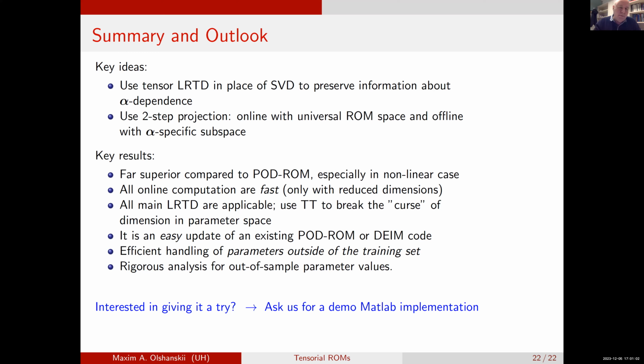Right, I understand. So yes, you put all components of the parameters in a single dimension, so to speak. Okay, thank you very much. Thank you, Maxim. Yeah, sure.